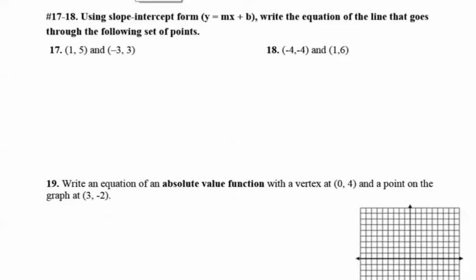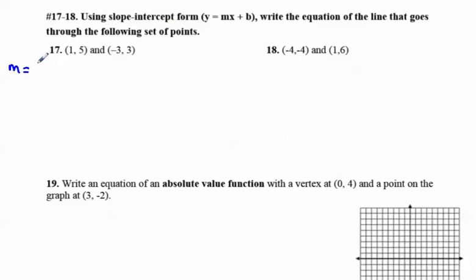Okay, Algebra 2 students, this is your Unit 1 review, and we are now on page 3. We are writing equations in slope-intercept form, and this time we are not given the m or the b. So let's start by finding our slope.